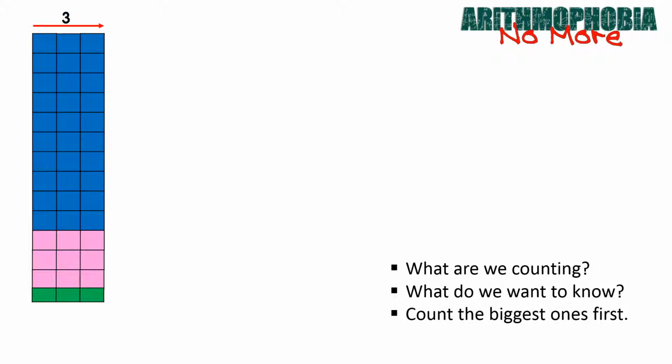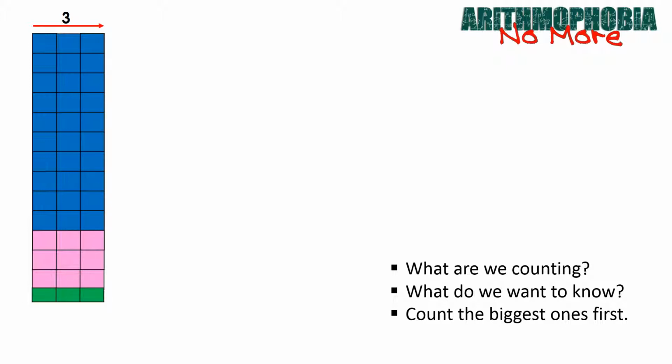So let's just count up these blocks, starting with the biggest ones, which are the 10s on top, and let's count those. We have 10, 20, 30, and then we're going to go down to the pink ones. We have 3, 6, 9. So we have 30 and 9, and that's 39, and then we have these 2/3 at the bottom.